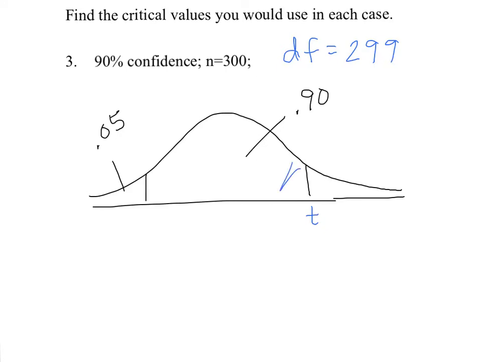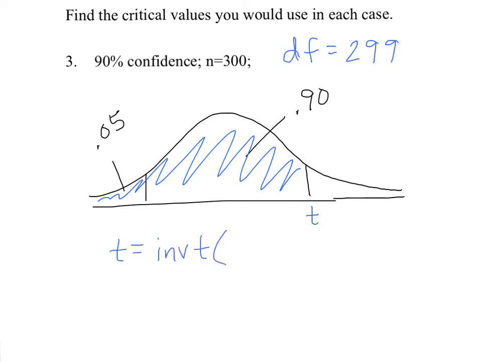And so what's the area all the way down to the left? That area is 0.95. So my t-score is going to be inverse t, area to the left, 0.95, degrees of freedom, 299, and my answer is 1.65. Hopefully you are able to do these on your own now as well.